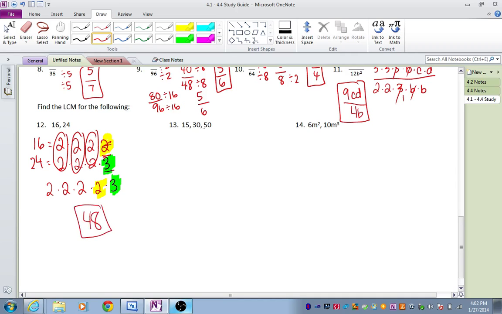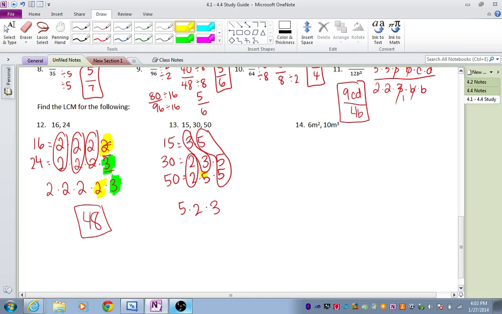Let's look at 15, 30, and 50. 15 is 3 times 5. 30 is 2 times 15, which is 3 times 5. And 50 is 2 times 25. 25 is 5 times 5. So now with 3 numbers, we're going to find things common to all 3. So we have 5 that's in all 3. Let me write it down. But now the difference between GCF and LCM is now we can find numbers that are common to just 2. So here I have some 2's in common and some 3's in common.